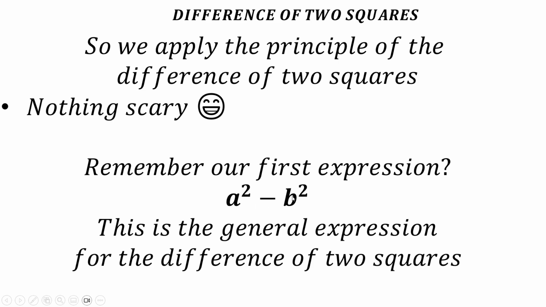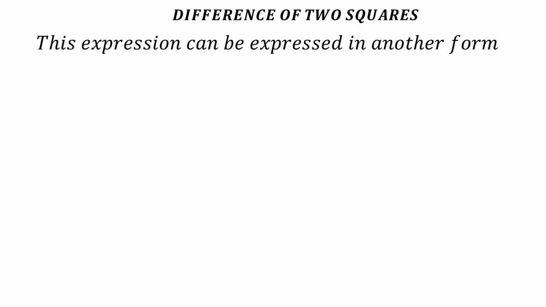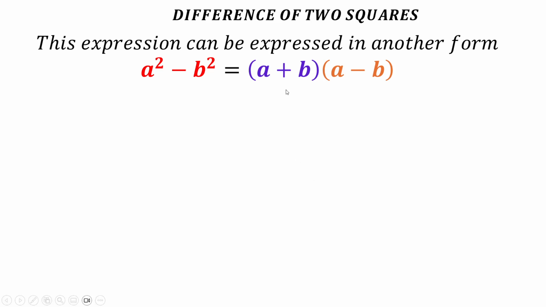So this expression, a squared minus b squared, can be put in another form. Per the principle of difference of two squares, a squared minus b squared is the same thing as a plus b in one bracket, multiplied by a minus b in another bracket.